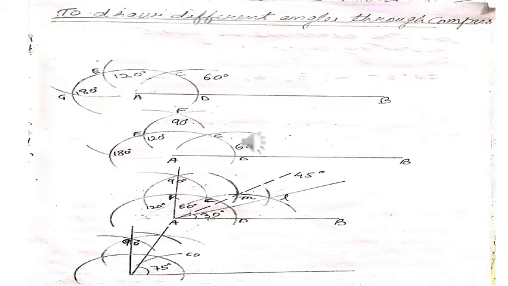You have already drawn 90 degrees and 60 degrees, so put your pointer on point C and make an arc. Now from point K make an arc. Where these two arcs meet and intersect, draw a line, and that will give you 75 degrees. Clear?